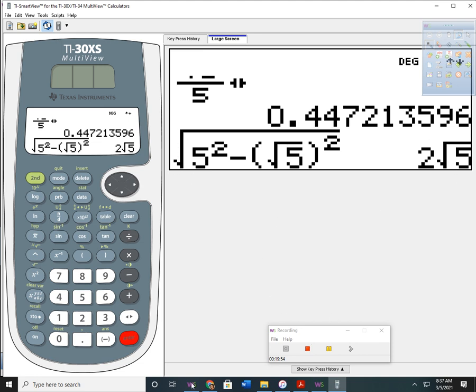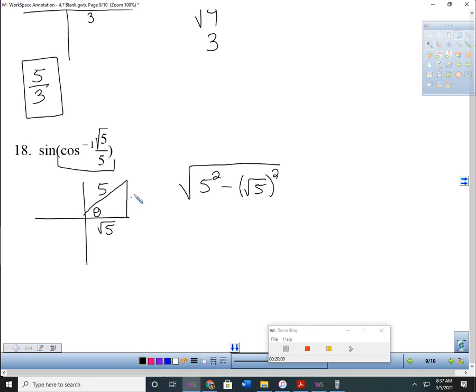So 2 square roots of 5 is this side. And I know that sine of that same angle would be the opposite over the hypotenuse. So that would be 2 square roots of 5 over 5. I would make sure that I can't reduce. I cannot. And so I'm done.